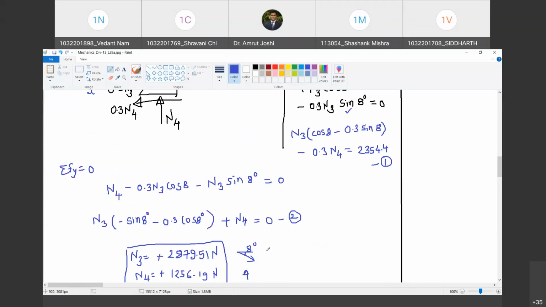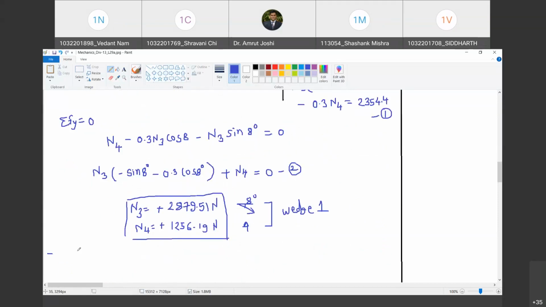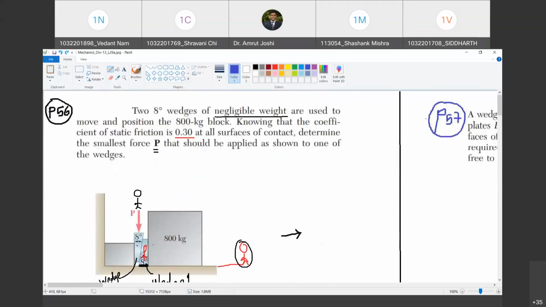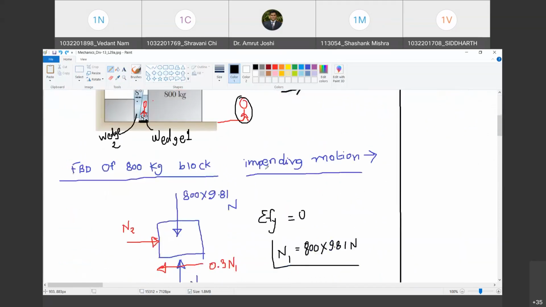But both of these are on which wedge? They are on wedge 1. Do you agree with me? Yes, sir. Great. So we are done with this part. Now what are we going to do? Now systematically we have to draw the free body diagram of wedge 2. Are you with me? Yes, sir.